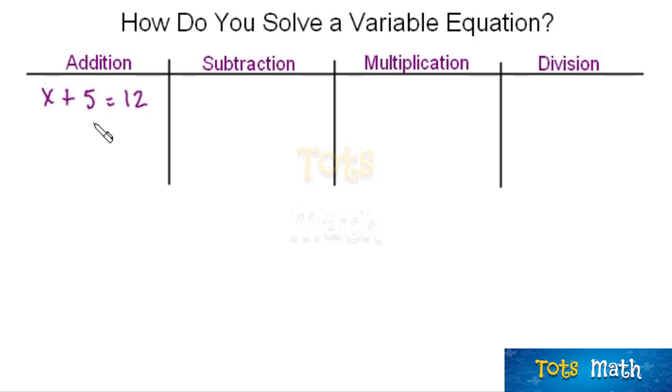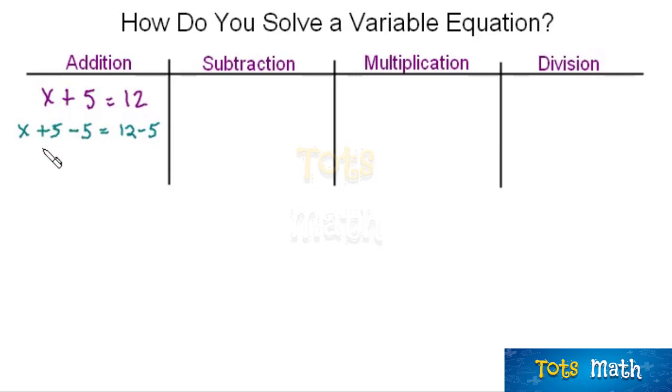But if I take 5 away from this side of the equation, I have to take 5 away from the other side of the equation. So that would give us x plus 5 minus 5 equals 12 minus 5. I'm subtracting 5 from both sides of the equation.